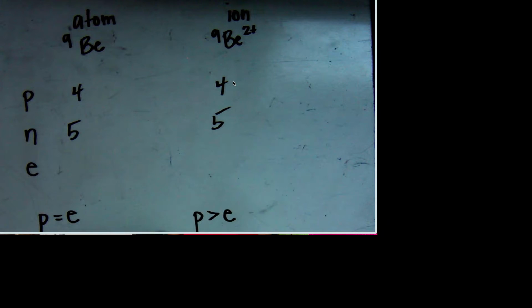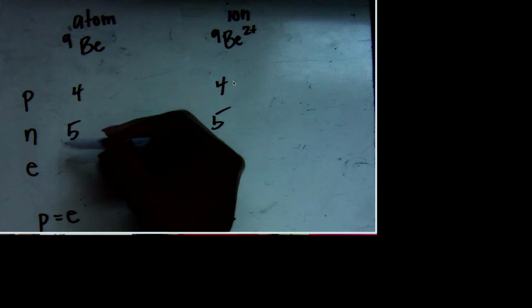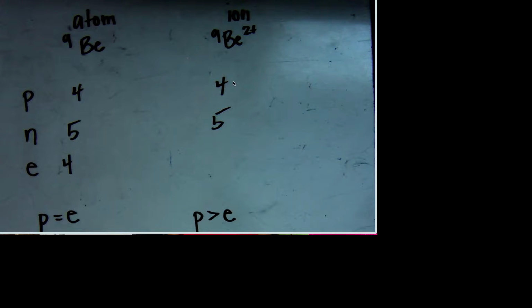On the left side, since we have an atom, there are an equal number of positive and negative charges, an equal number of protons and electrons. So that means we have 4 protons and 4 electrons.